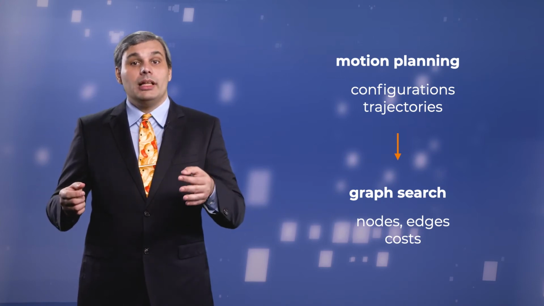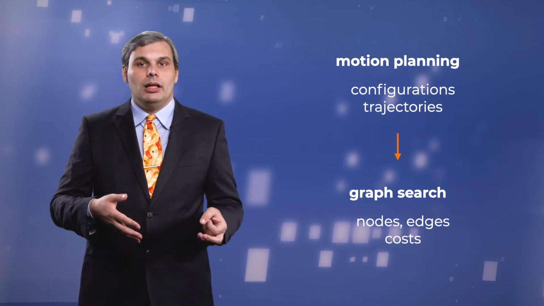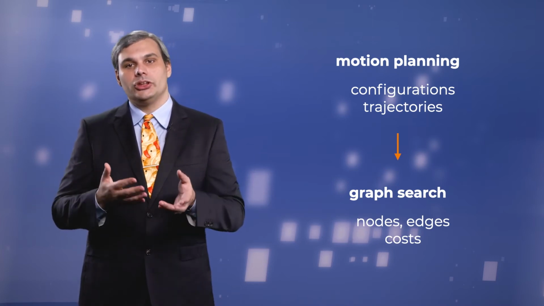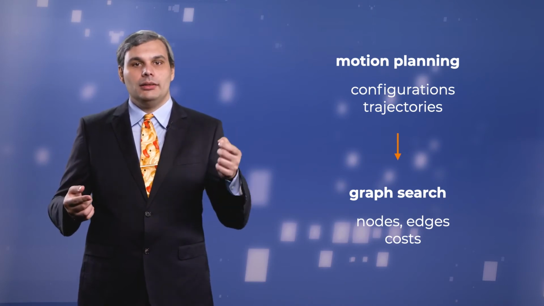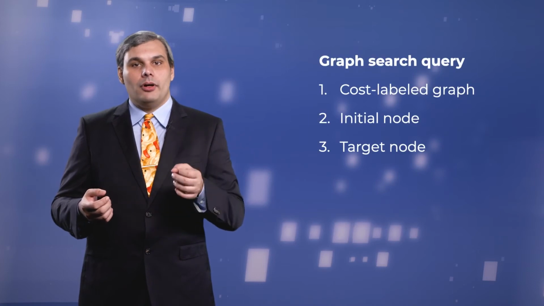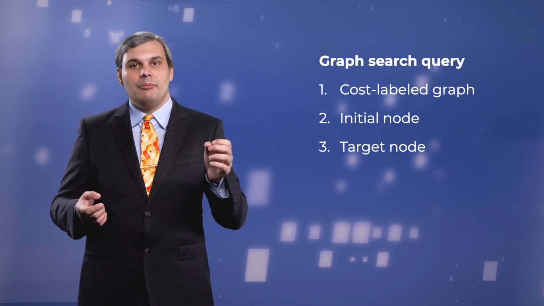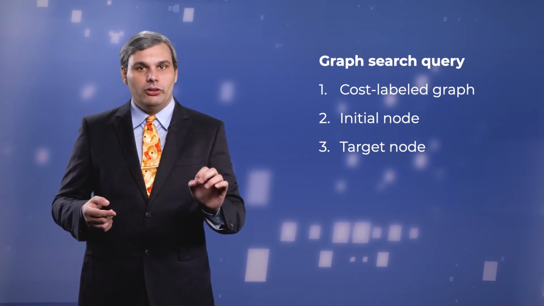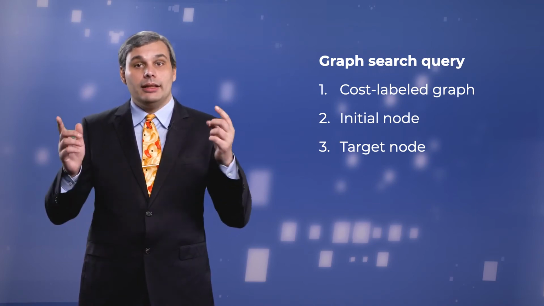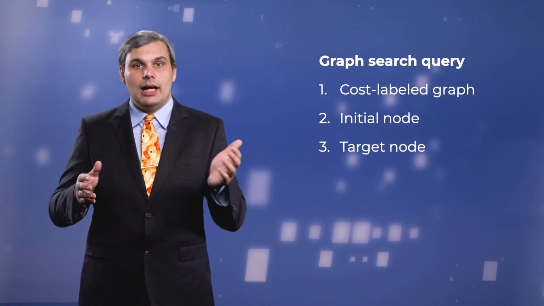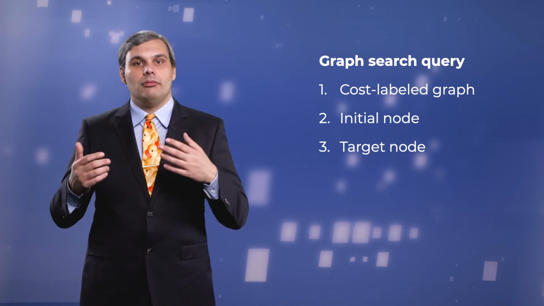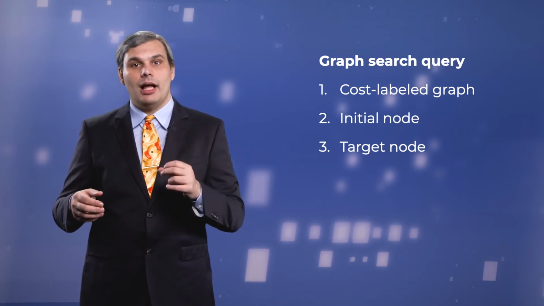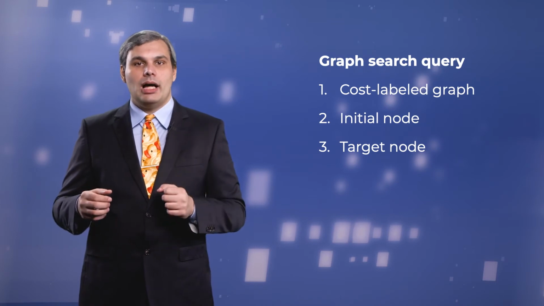The graph search algorithm does not know anything about the motion planning problem. It just reasons in terms of nodes, edges, and edge costs. The solution will be a path in the graph. We'll then need to translate it back to a trajectory. The query for a shortest path problem is a directed graph, with edges labeled with non-negative weights, an initial node and a target node. The result is, if it exists, a path in the graph that starts at the initial node and ends at the target node. The path is optimal if its total weight, which is the sum of all the weights along the path, is minimal among all feasible paths.